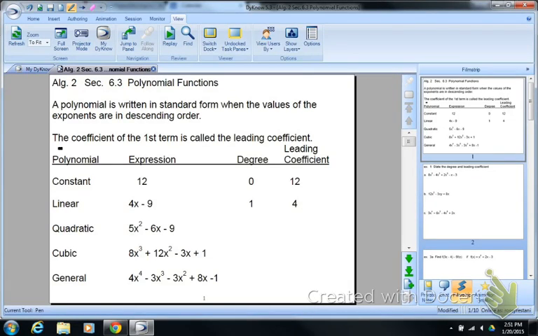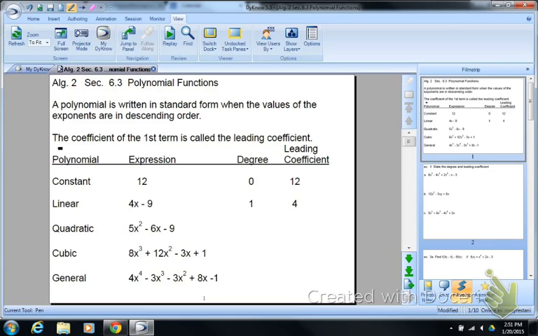Section 6.3 is dealing with polynomial functions. A polynomial is written in standard form when the values of the exponents are in descending order, meaning the highest exponent first, and sometimes you might have to fill in any missing zeros. The coefficient of the first term is called the leading coefficient.